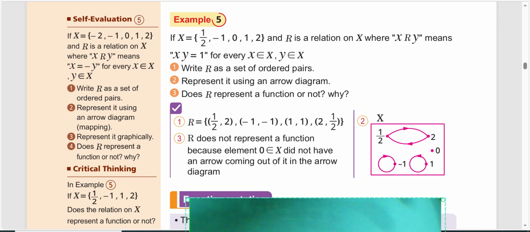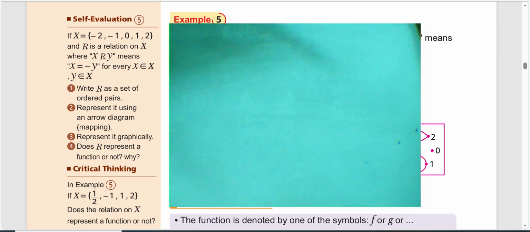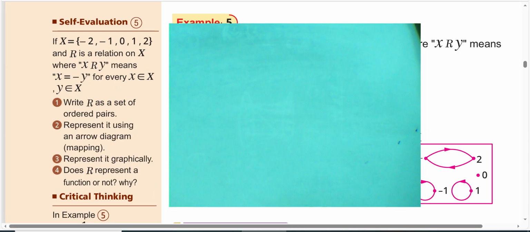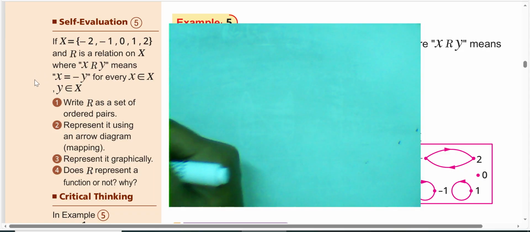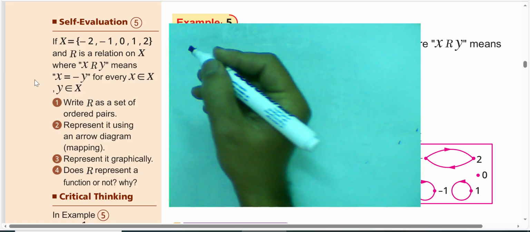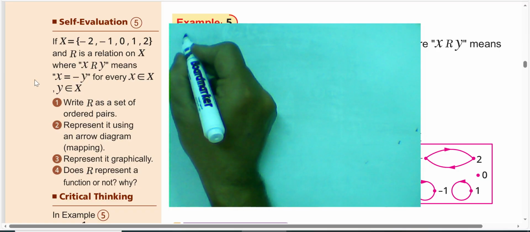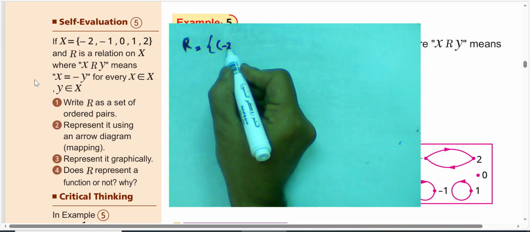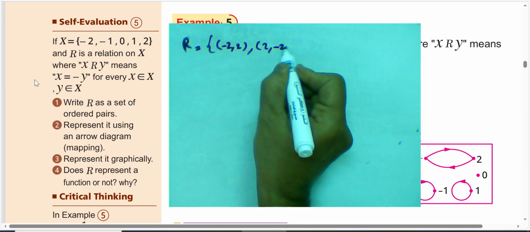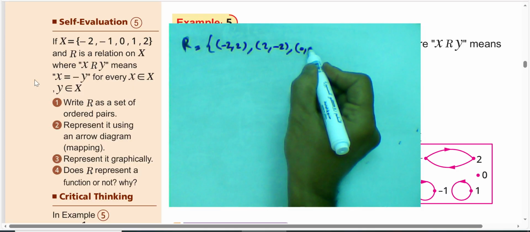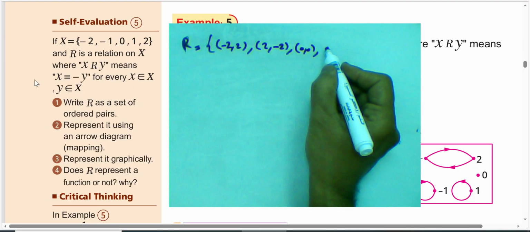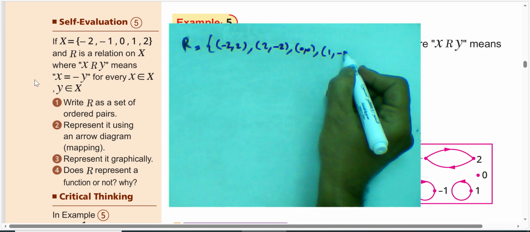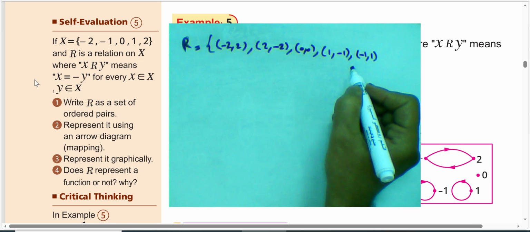Solution number 5. Look here, we have x equal negative 2, negative 1, 0, 1 and 2 representing a relation. x equal negative y means x is the additive inverse of y. Then for the relation, we can write negative 2 with 2, and 2 with negative 2, 0 with 0, 1 with negative 1, negative 1 with 1.